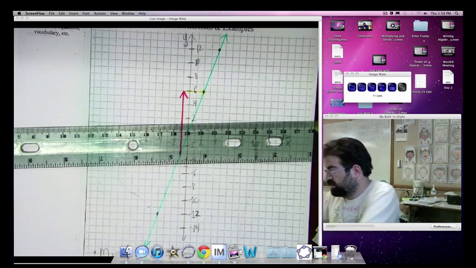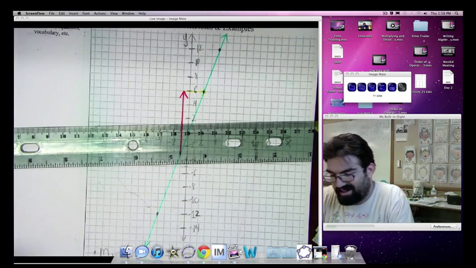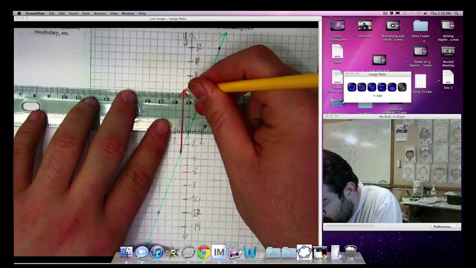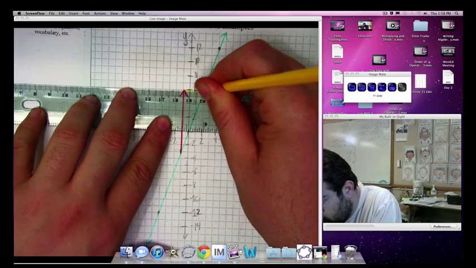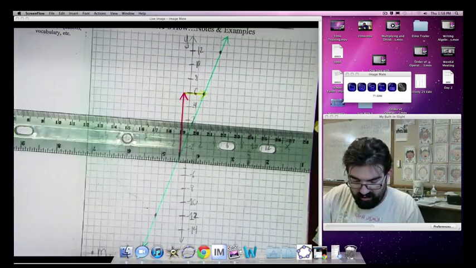And yes, that colored pencil does suck. I can't see it either. I'll use this one instead. It's all right.